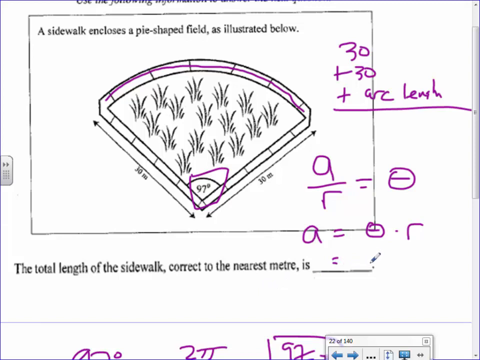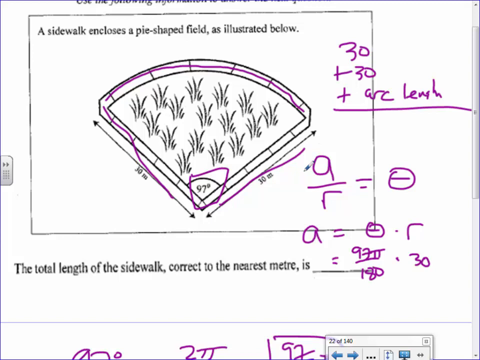Okay, I don't use my angle in degrees, I use my angle in radians. So my angle needs to be 97 pi over 180. That's my angle. And then my radius is 30, because that's this side or this side right here.